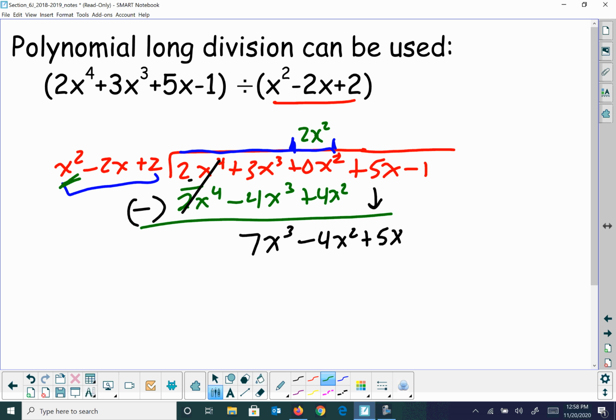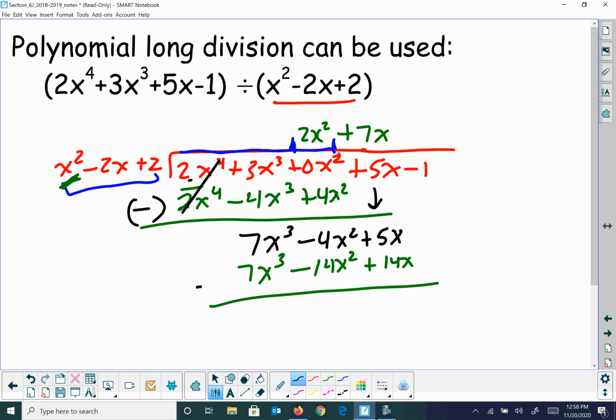What times x squared gives me 7x to the 3rd? And it'd be positive 7x. So 7x times x squared is 7x to the 3rd. 7x times negative 2x is negative 14x squared. And 7x times 2 is 14x. And again, we're then going to go ahead and subtract. So 7x to the 3rd minus 7x to the 3rd, they cancel. That's going to give me a plus 14x.